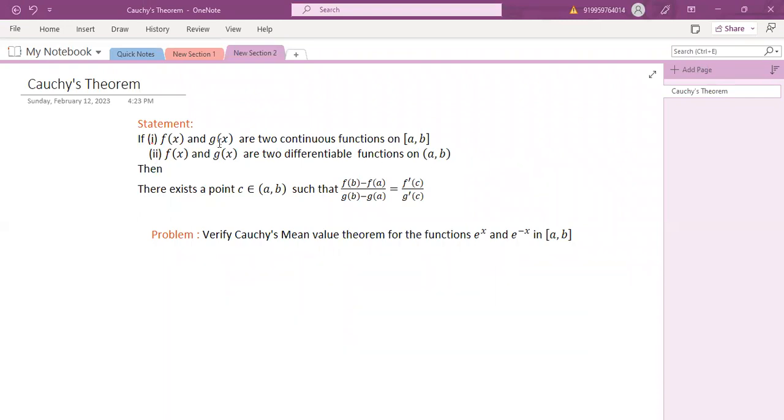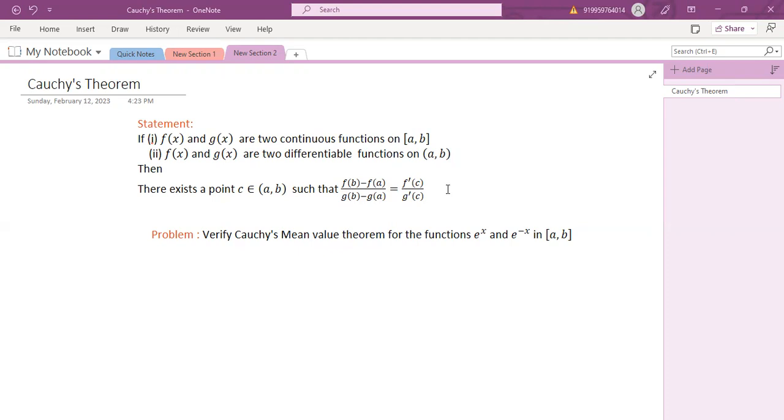So today we are going to see another topic, Cauchy's theorem. This is one of the topics in module 3. Statement of the theorem is: if first condition, f of x and g of x are two continuous functions on a closed interval a comma b, and second condition, f of x and g of x are two differentiable functions on the open interval a comma b, then there exists a point c in the open interval a comma b such that f of b minus f of a by g of b minus g of a equals f dash c by g dash c.